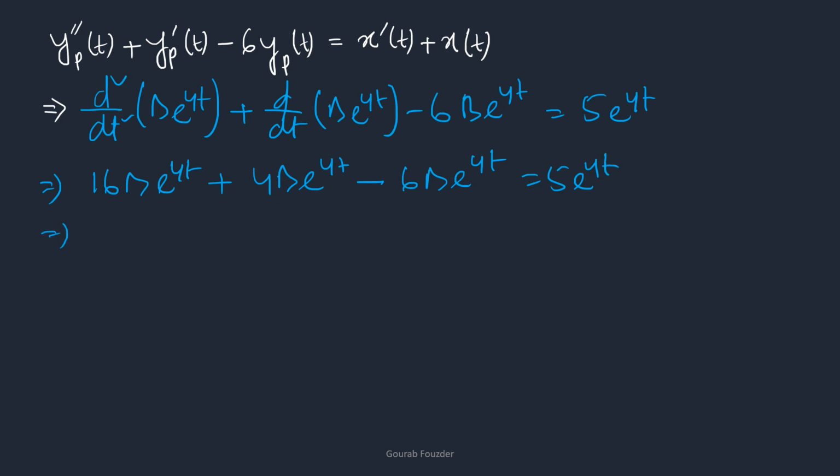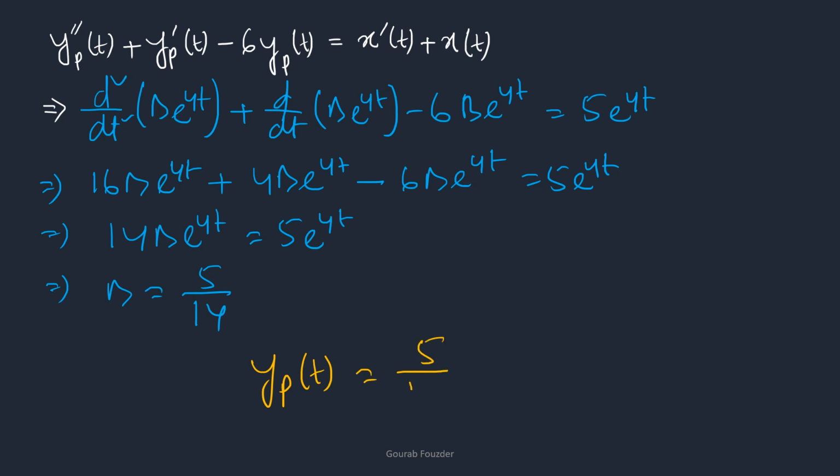If I simplify this, then 16 plus 4 minus 6, that means 14 b e to the power 4t is equal to 5 e to the power 4t. Now if I cancel e to the power 4t from both sides, we have b equal to 5 by 14. Therefore the particular solution yp(t) is given by 5 by 14 into e to the power 4t for t greater than 0.